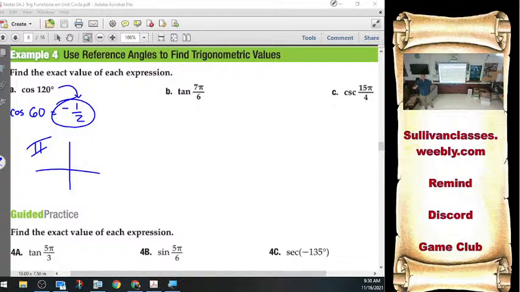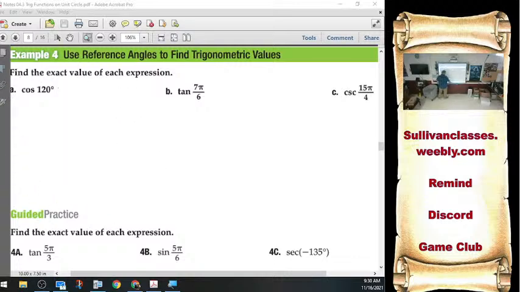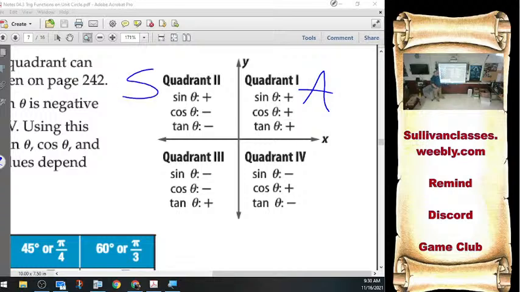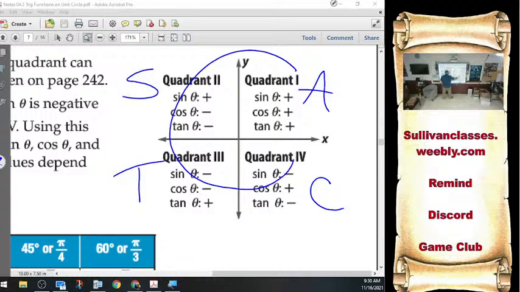Now, if you don't want to know that particular chart, there is an old acronym for it. The acronym: what's positive in quadrant 1? All of them. What's positive in quadrant 2? What's positive in quadrant 3? Quadrant 4? All students take calculus. Or if you're my group from 3 years ago, all students tote crack.